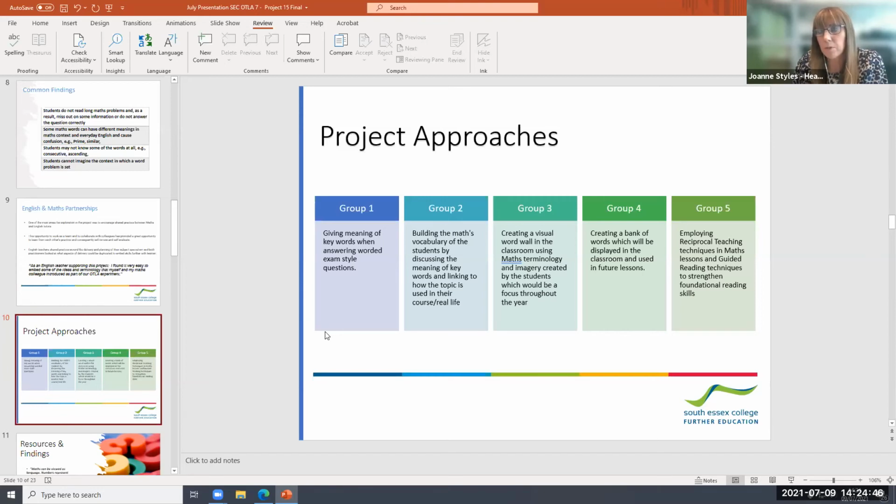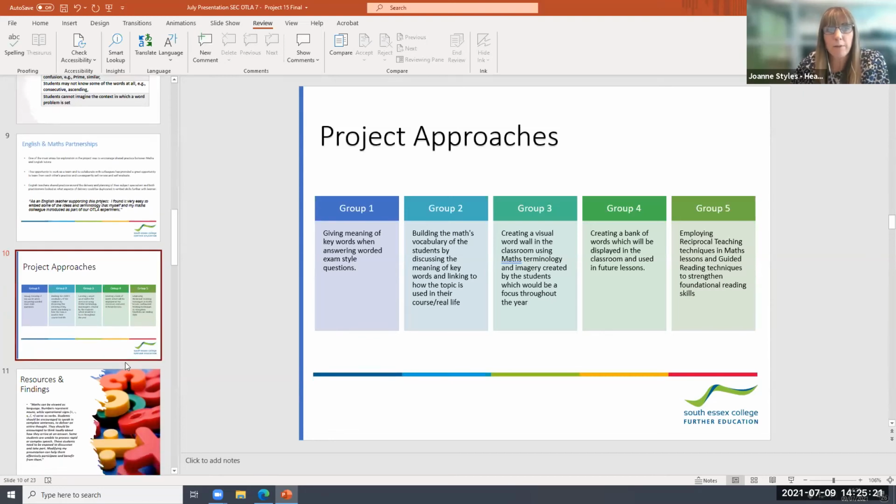They are very simple, some of them, just giving meaning to keywords and encouraging learners to start to answer the worded exam style questions, creating visual word walls in the classrooms that we used in Connect activities or as plenaries. Banks of words, vocabulary boxes, things that we'd normally use and see in English lessons being brought into maths. And then one of the other groups undertook reciprocal teaching and reciprocal reading techniques that would maybe be used in primary, and bringing that into maths sessions and exploring how they could develop that.